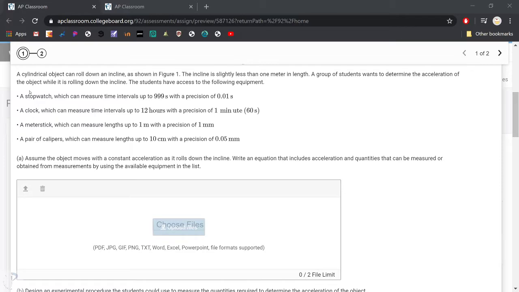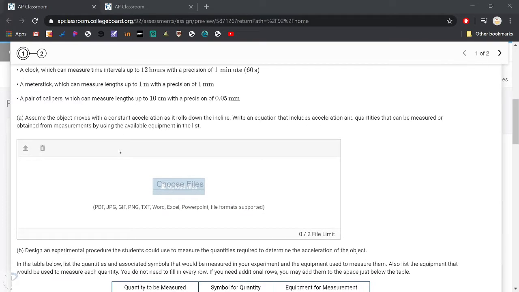Basically, it's small t, big L, small l. Ooh, can we get a sum of all small l's real quick? Oh, there we go. Sum of all l's. All right, assume the object moves with a constant acceleration as it rolls down the incline. Write an equation that includes acceleration and quantities that can be measured or obtained from measurements by using the available equipment in the list.